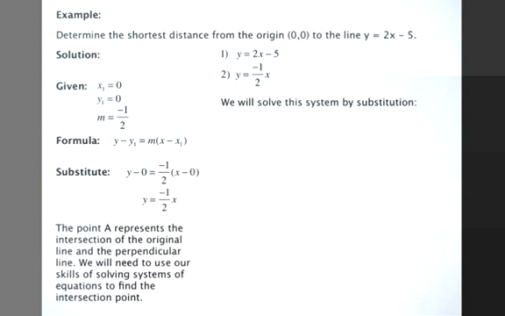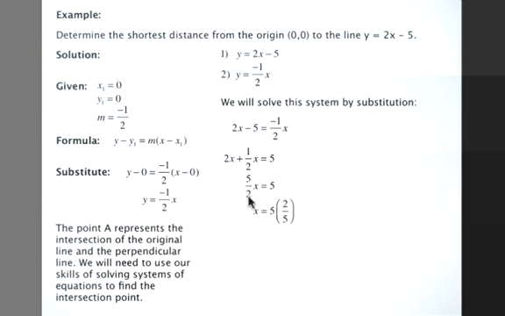So to solve by substitution, since both lines are equal to y, we'll set them equal. So 2x minus 5 equals negative 1/2 x. So if we collect the x's on the left side, we get 2x plus 1/2 x. And we'll collect the numbers on the right-hand side of the equals, so we have positive 5. This means that 5/2 x equals 5.